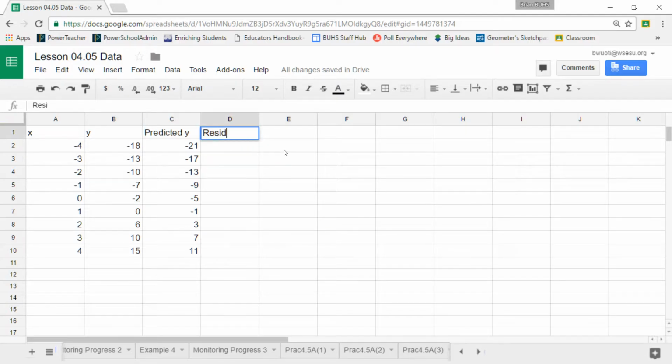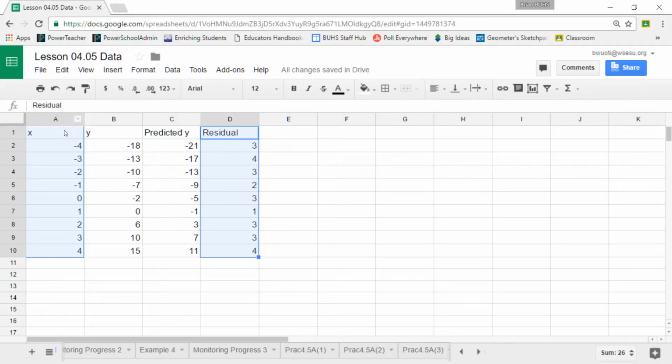Now what I want to calculate is the residual, which I do by subtracting: I take the real y value, the actual, and subtract the predicted. So I'm going to do equals this cell minus this cell. I hit enter, like so. So this was off by 3. The actual was 3 above our line. And if I drag this down, that's weird. This isn't a very good line. All of these are above the line. Huh, that's weird.